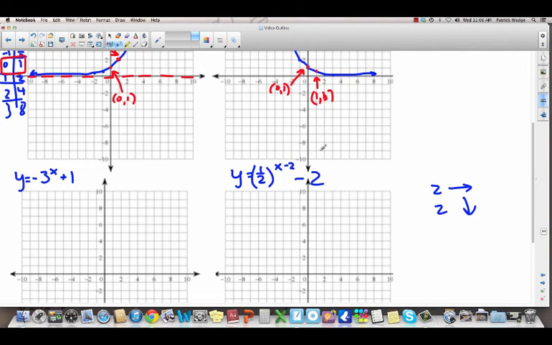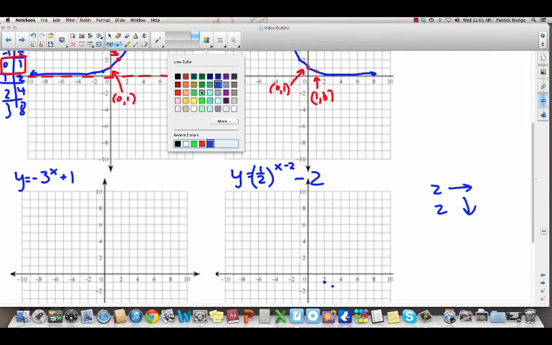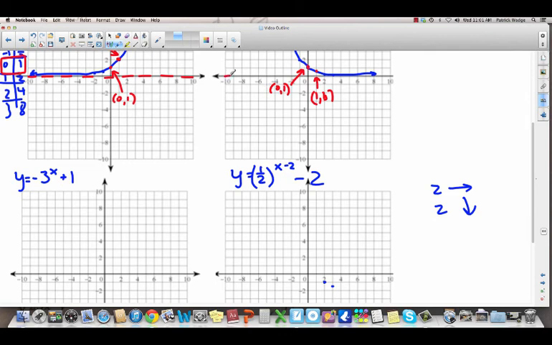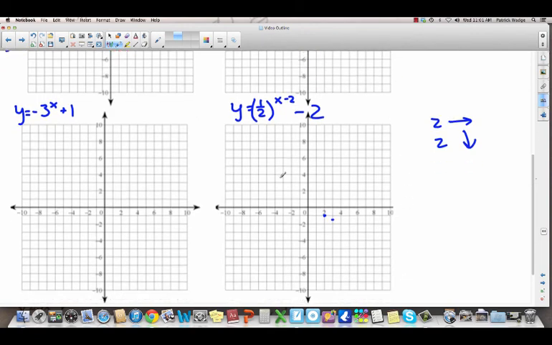So 0, 1 would go 2 over, 2 down. And 1, b, which was at 1, 1 half, would go 2 over and 2 down. And the horizontal asymptote, which was at the x-axis, moving the asymptote over does nothing, but you would move it down, so it would now be 2 down. So your horizontal asymptote will now be right here.